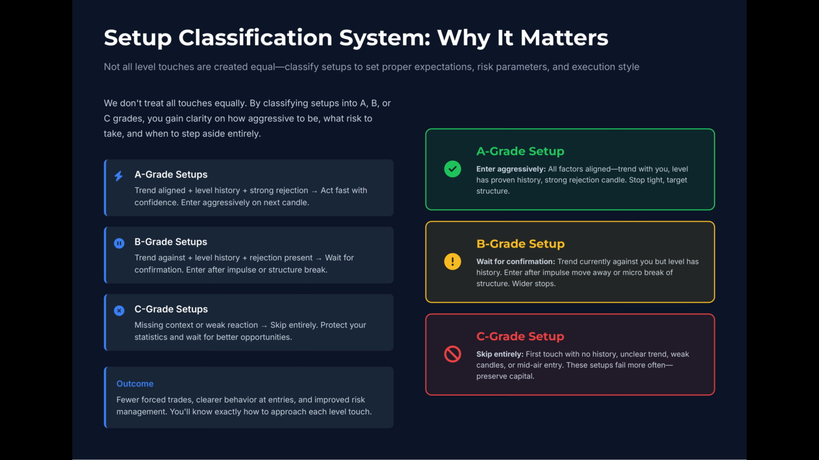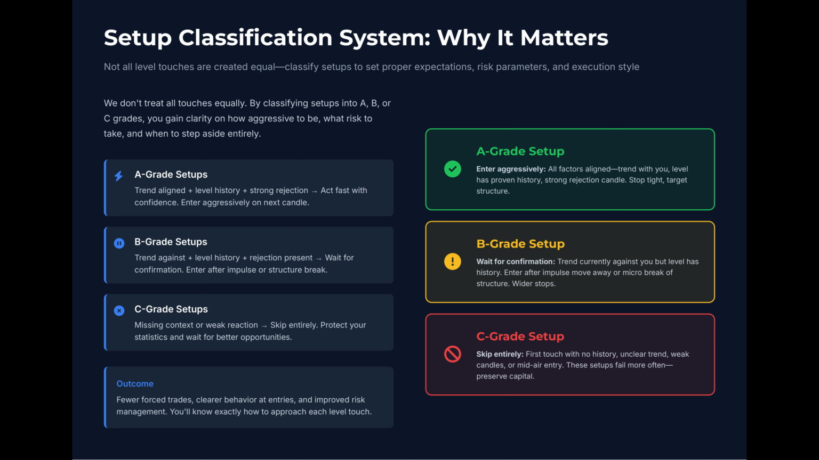Let's break this down systematically. An A-grade setup, this is your bread and butter, your high-confidence trade. This is where the trend is aligned with your direction. The level has a documented history of reactions, and you're seeing strong rejection candles at the zone. When you identify an A-grade setup, you act fast. You enter aggressively. Your stop is relatively tight because everything is in your favor.